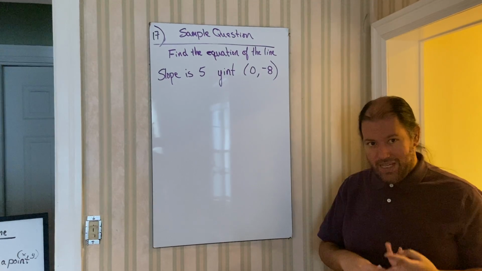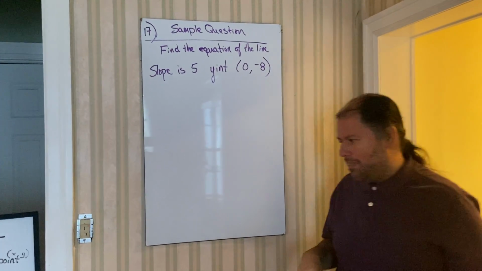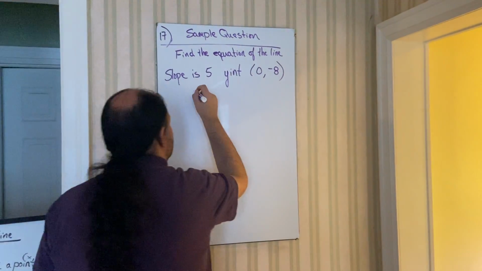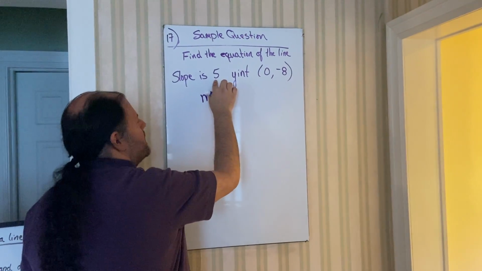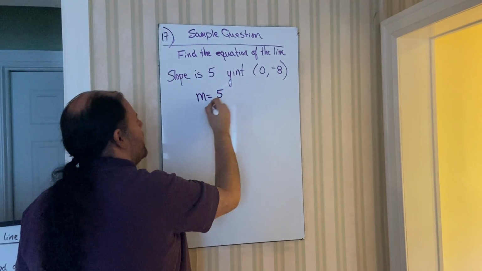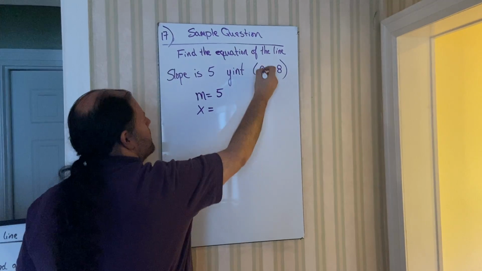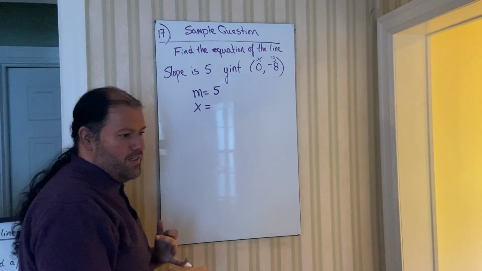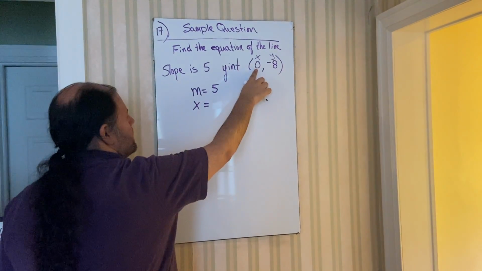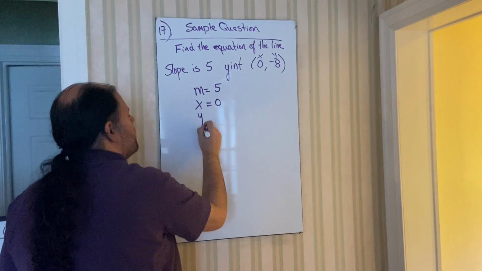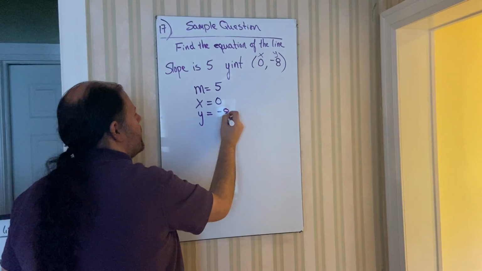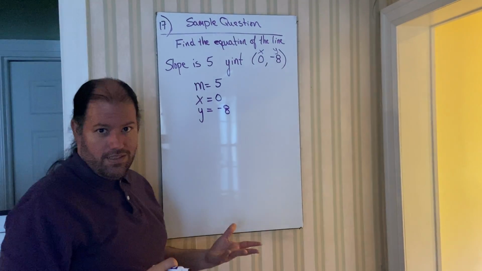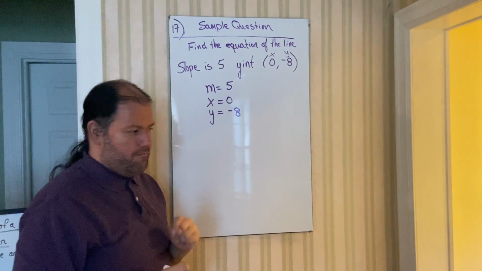Step 1, label M, X, Y. So M, right there, is the slope. X, remember, is an ordered pair. I don't care if it says y-intercept or point, it still has an X and a Y. So X is 0, Y is -8. Once you know these pieces, that's step 1.